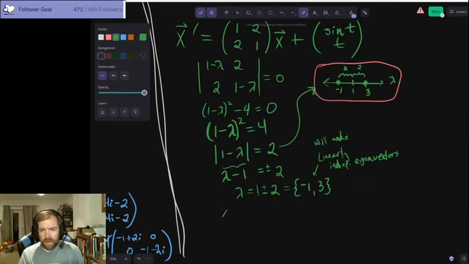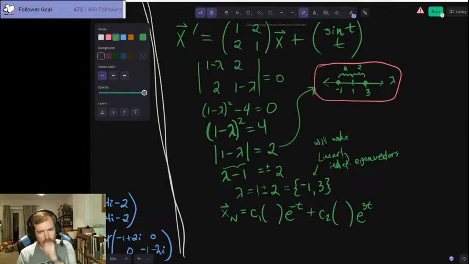So we get our null space solution is going to start with C1 times a vector which we don't know yet, and then e to the -t, plus C2 times an unknown eigenvector, e to the 3t. Right, and they are also linearly independent, which you said earlier.